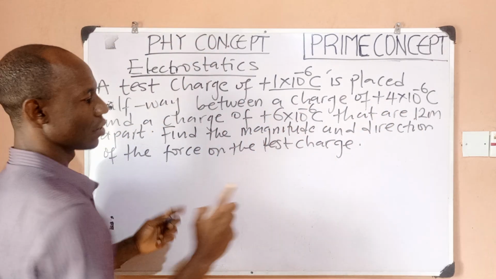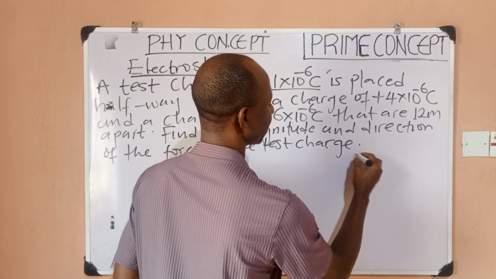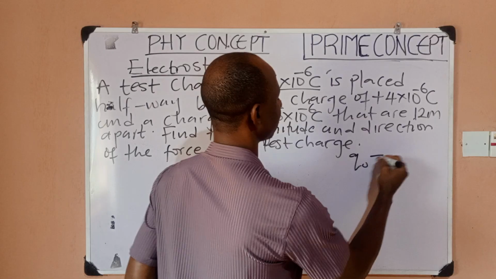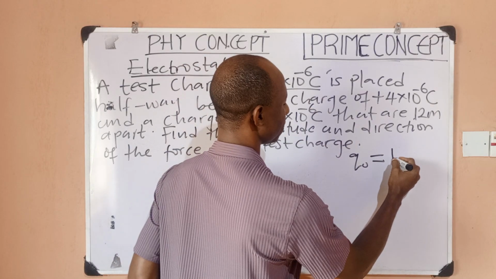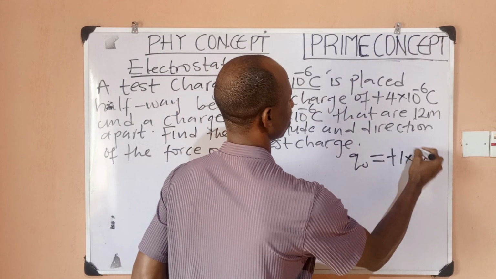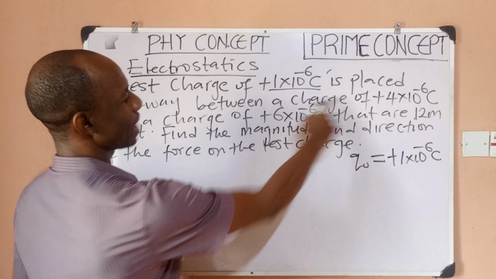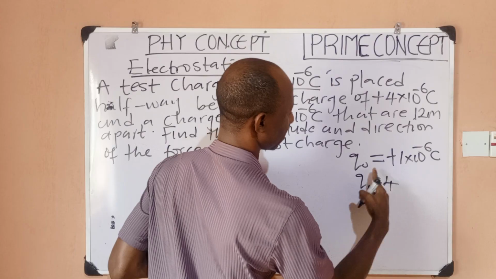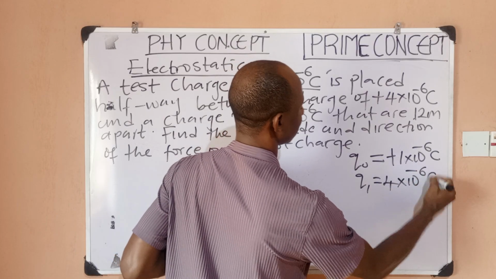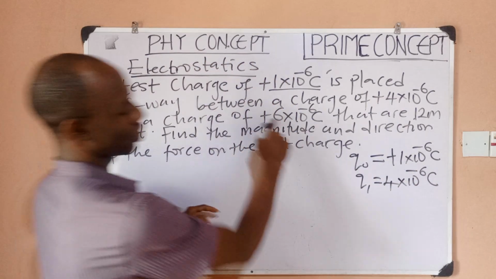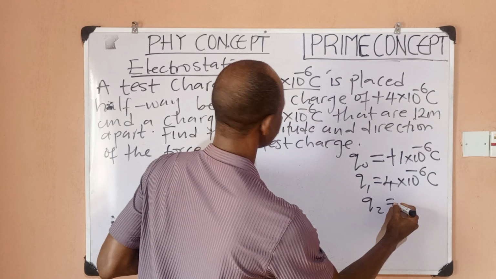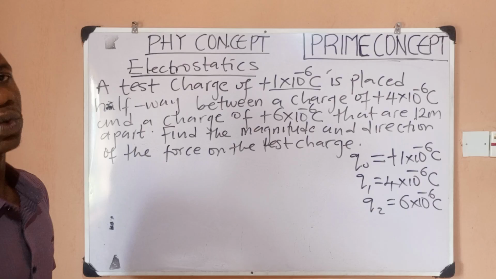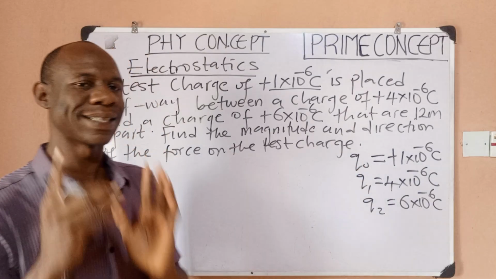charge of this. So let's list the charges. Our test charge, I'll be denoting it with Q naught, is positive 1 times 10 to the power minus 6 Coulomb. Then we have our first source charge, Q1, positive 4 times 10 to the power minus 6 Coulomb. Then we have another one, Q2, positive 6 times 10 to the power minus 6 Coulomb. So these are the charges we have. Remember, Q naught is our test charge.